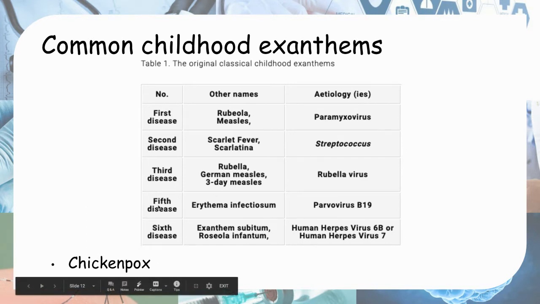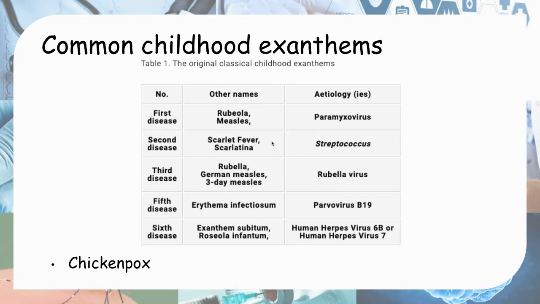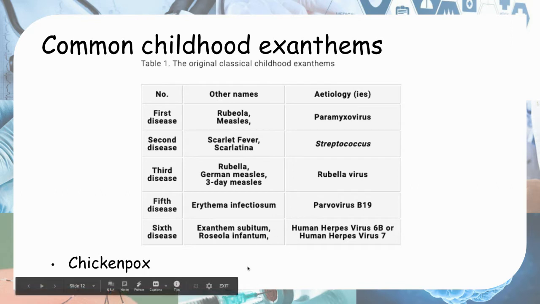So now these names are not really used anymore. We use these names. So this includes measles, scarlet fever, rubella, erythema infectiosum, and Roseola infantum.